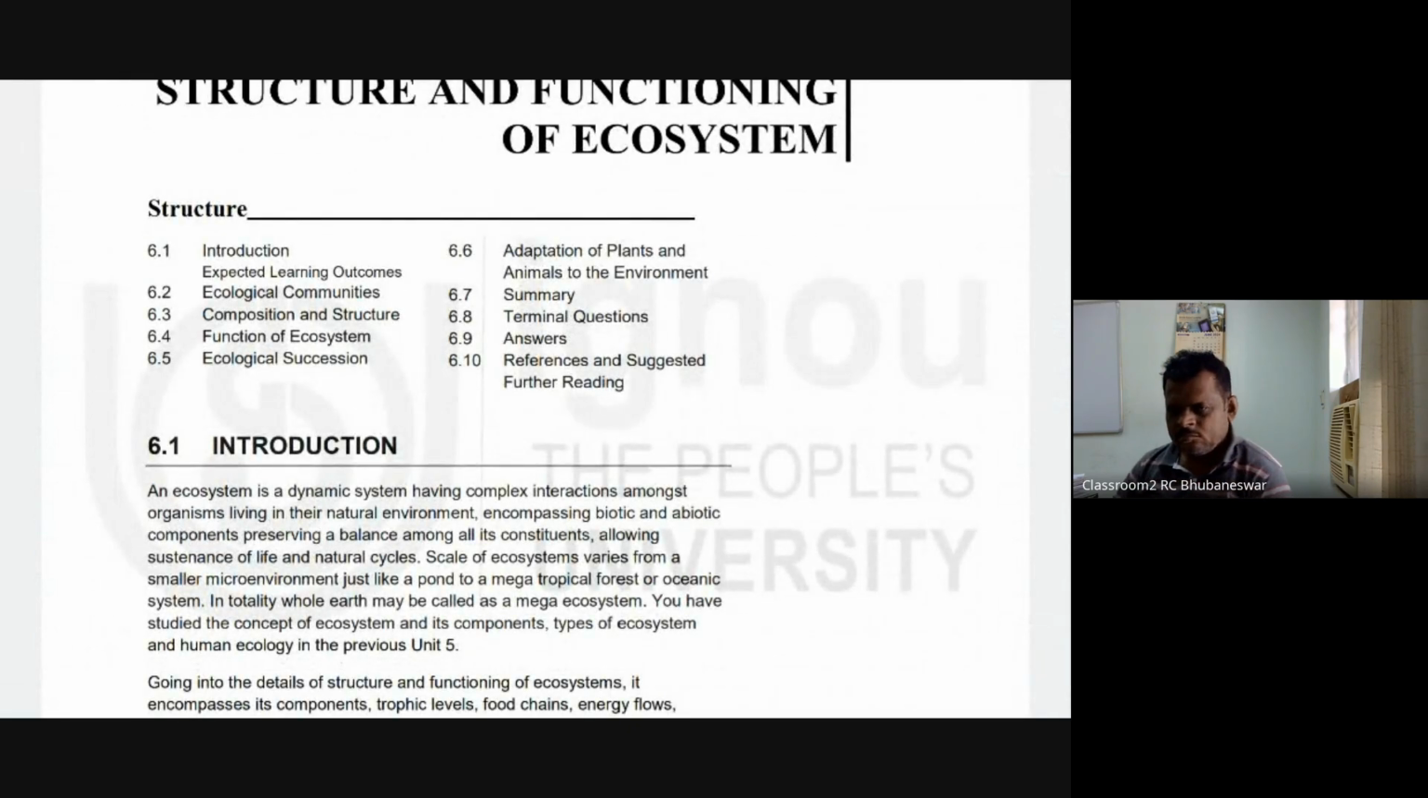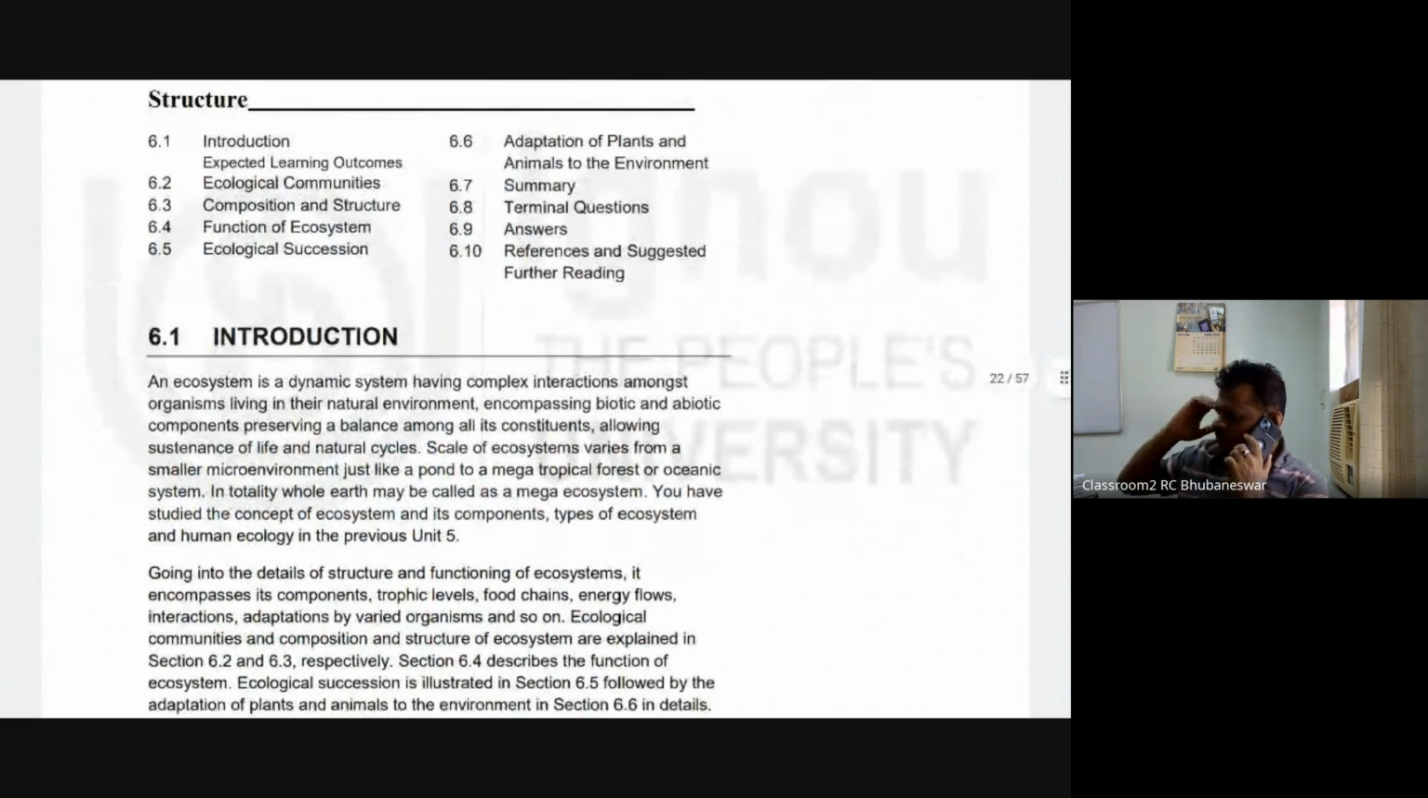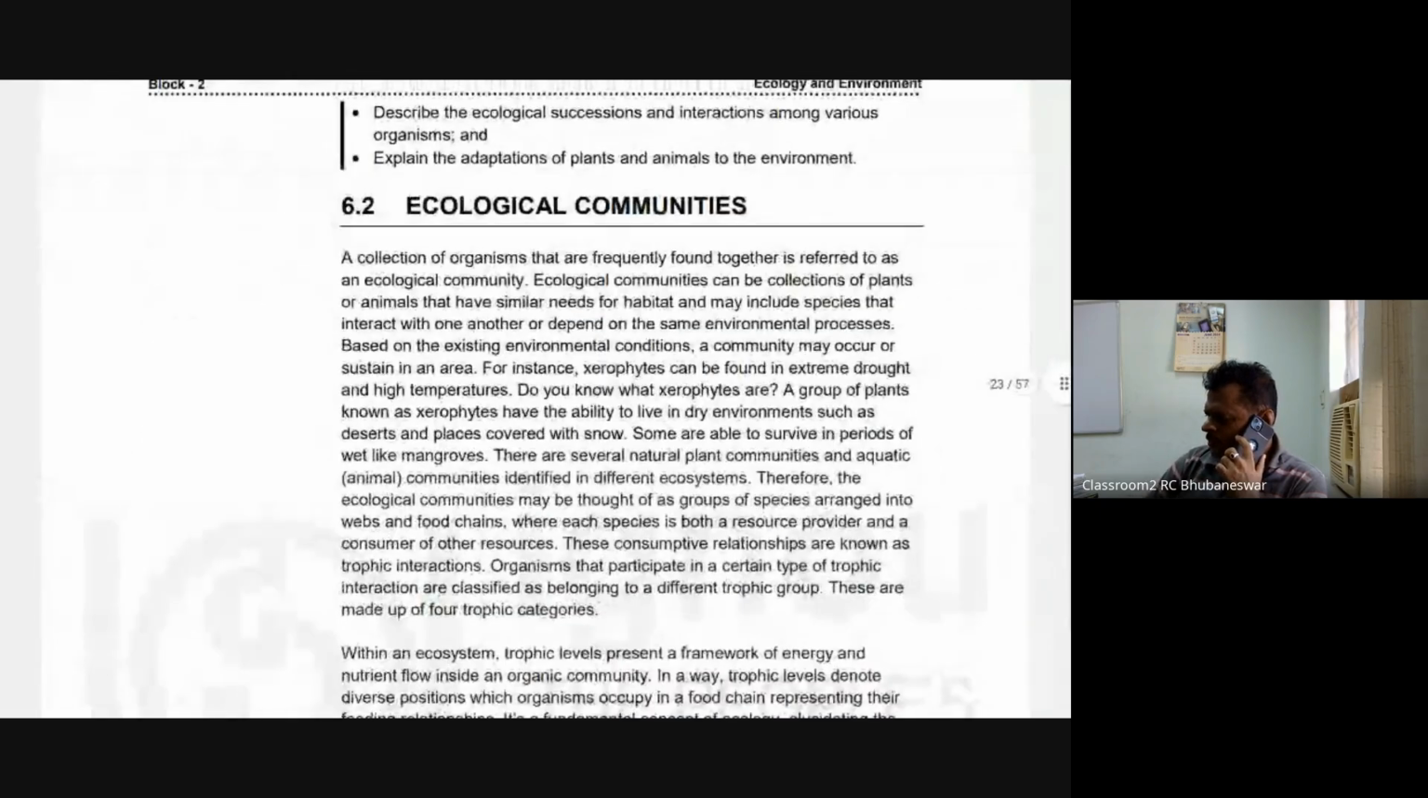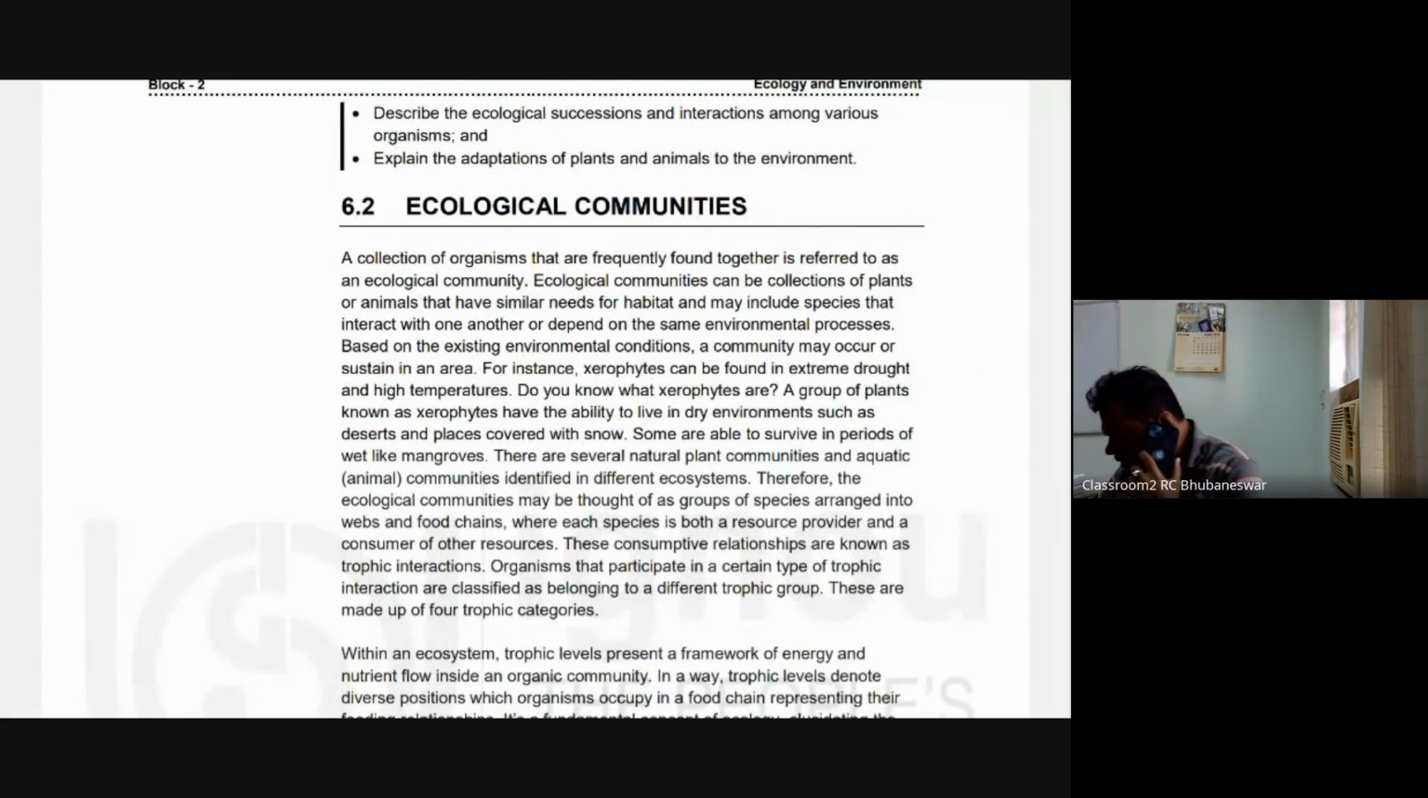Structure and functioning of ecosystem. What are the different structures and functions of an ecosystem? First, let's understand ecological communities. What do you mean by ecological communities? Ecological communities are a group of species living within that ecosystem.